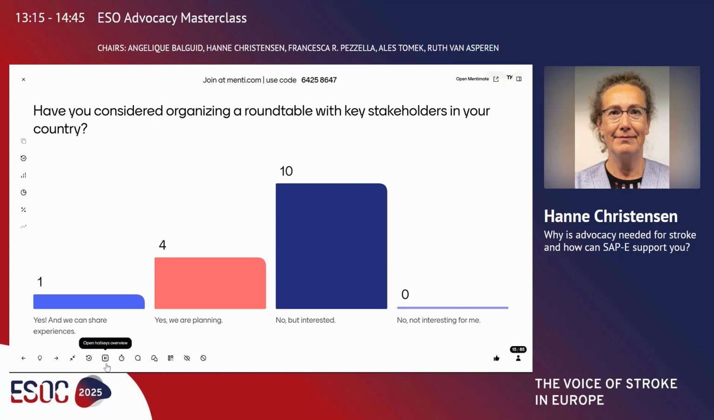And we are indeed discussing this with Angelique and Ruth and colleagues to make this happen. And our planning is to have this roundtable in about 6 weeks' time from now, and have the policy brief ready and handed over to hopefully the minister on World Stroke Day. This is very important.